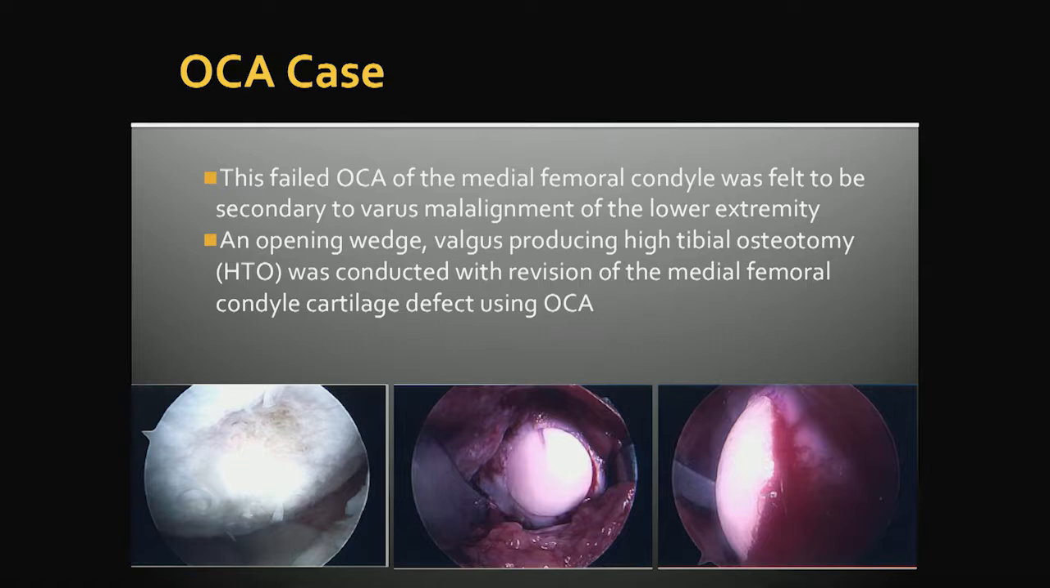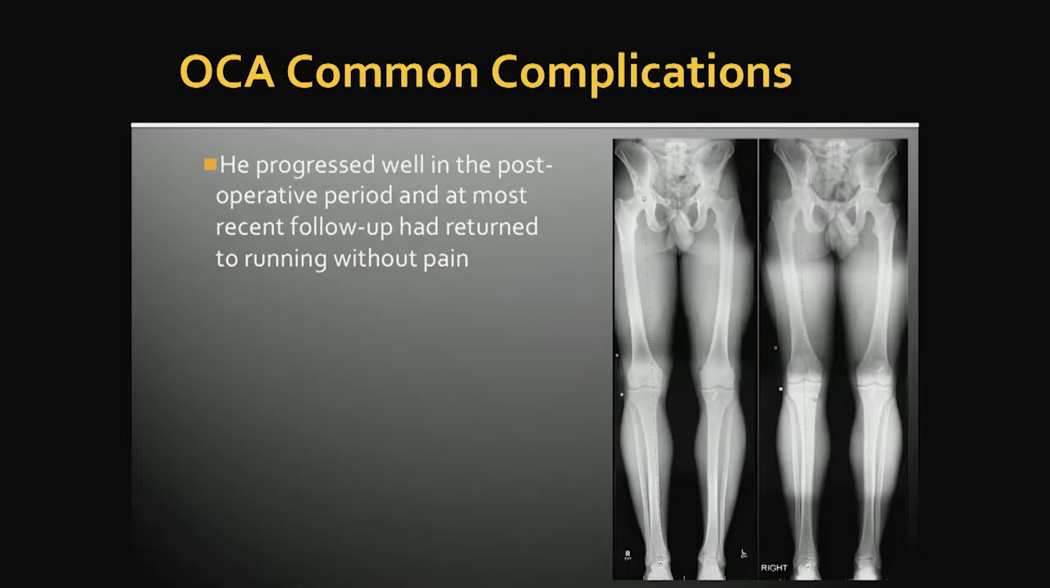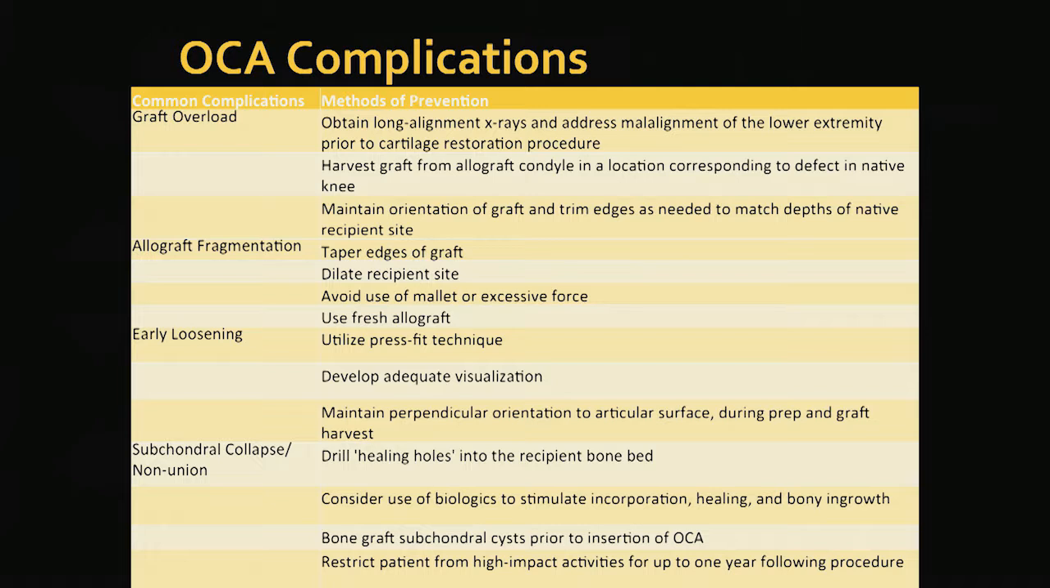Here are some of the intraoperative photos. He's about a year out. He's running, he's weightlifting, and so far he's very happy with where he's at. So graft overload was a complication he experienced from his first OCA, and this is commonly due to an issue of malalignment. Another common cause of graft overload is an incongruous graft, which you can also see with OATS.